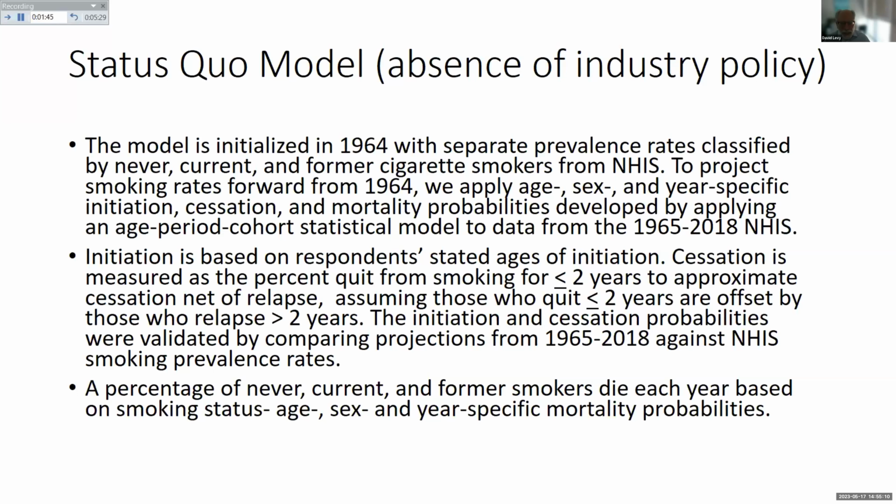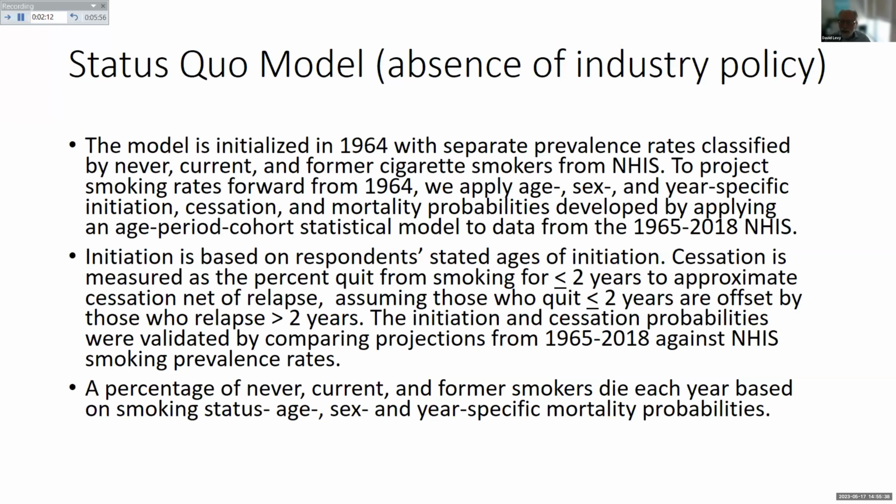Initiation from that data is based on respondents' stated ages of initiation. Cessation is measured as the percent quit from smoking for less than or equal to 2 years to approximate cessation net of relapse. Models get very complicated when you try to model through former smokers and health impacts over time.